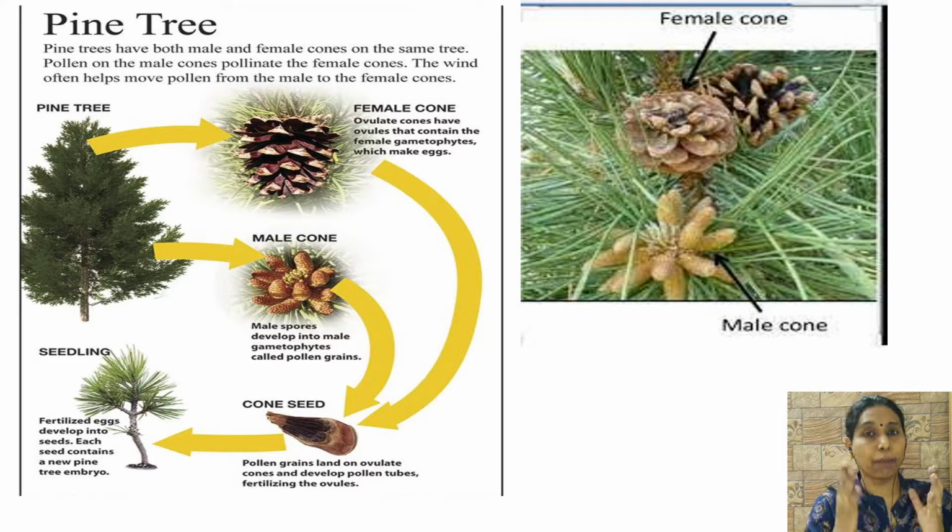If you see a pine tree, you might have seen these cones in them. It may be a female cone or a male cone. And both these cones are borne on the same plant. The same plant will have a male cone as well as a female cone on a separate branch. The branch which bears the male cone is called microsporophyll, and the branch which bears the female cone is called the megasporophyll. Remember, micro for males, mega for females. Both of them are seen on the same plant.